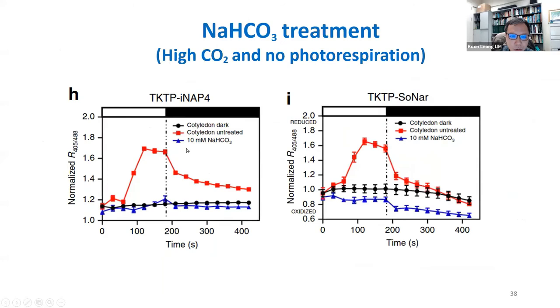We also treated the seedlings with sodium hydrogen carbonate, and with the sodium hydrogen carbonate, because they had an ample supply of CO2, there was no photorespiration. And again, there was no increase in the stromal NADPH upon illumination. This is with the carbonate. This is the NADH to NAD ratio.